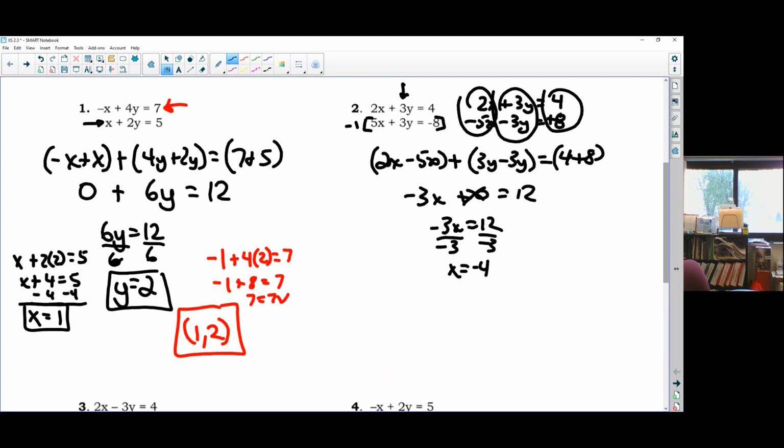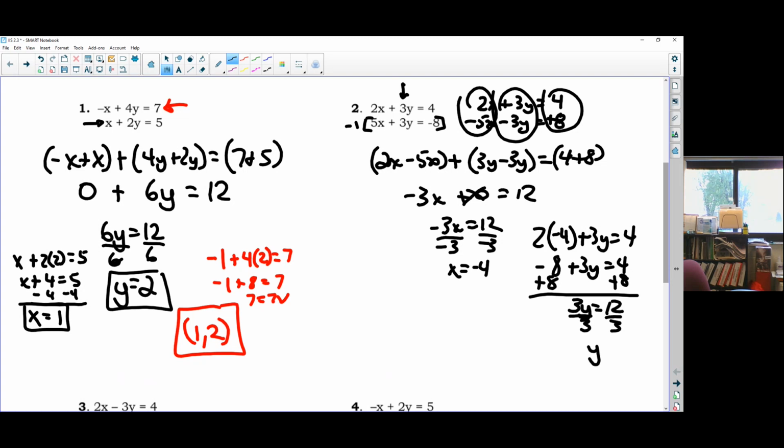So again, now that I found my answer, I can go up to one of the equations. Let's just use the first one. So 2 times negative 4 plus 3y equals 4, and that's negative 8 plus 3y. So when I add 8 to both sides, 3y equals 12. When I divide by 3, y equals 4. So hopefully we got our possible solution.